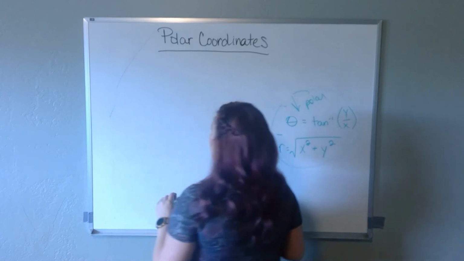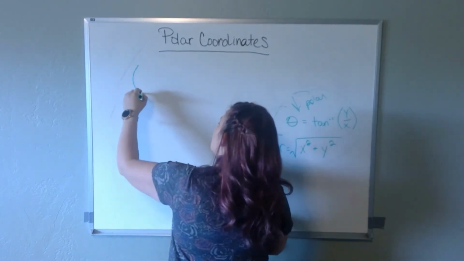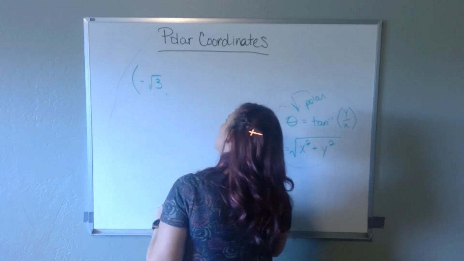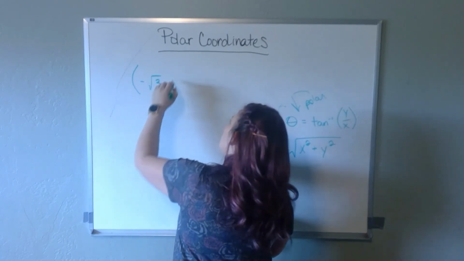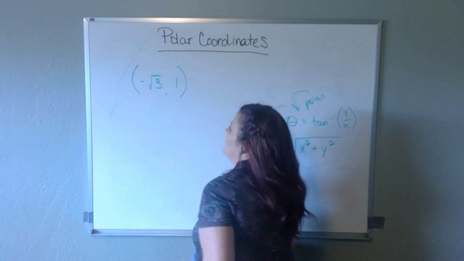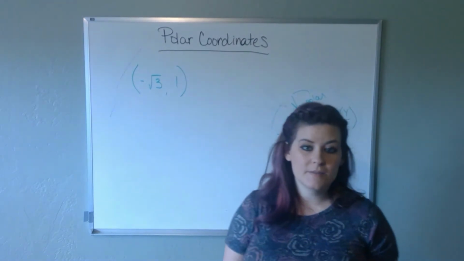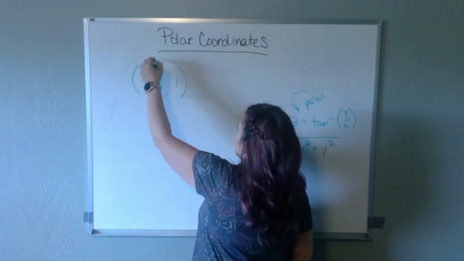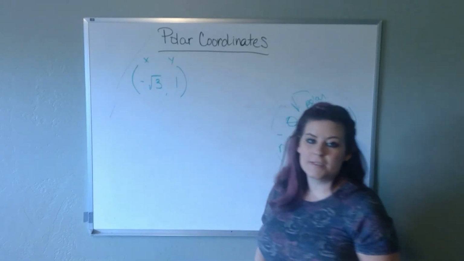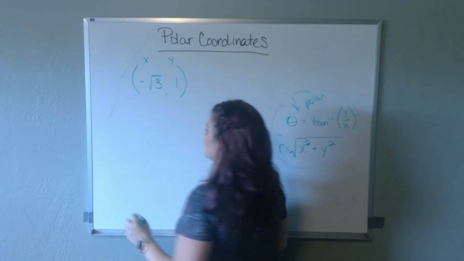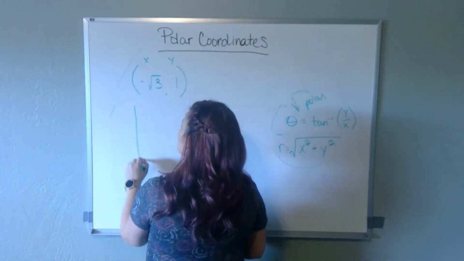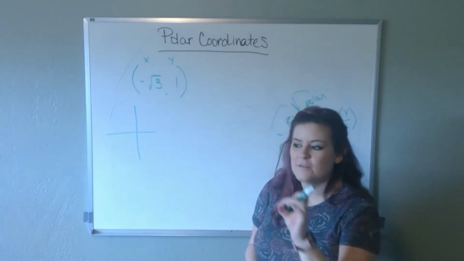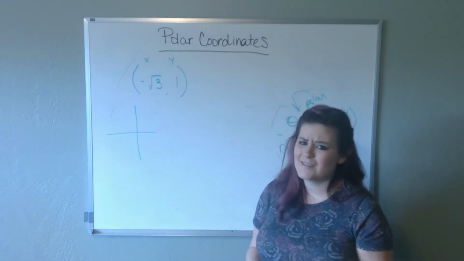Okay, so I want to do the point negative root 3 and positive 1. This is the xy. This is rectangular coordinates here. So x is negative square root of 3, y is positive 1. So let's get started. Let's sketch this. And on the negative square root of 3 part, I know you don't have to be super exact. This is just a sketch.